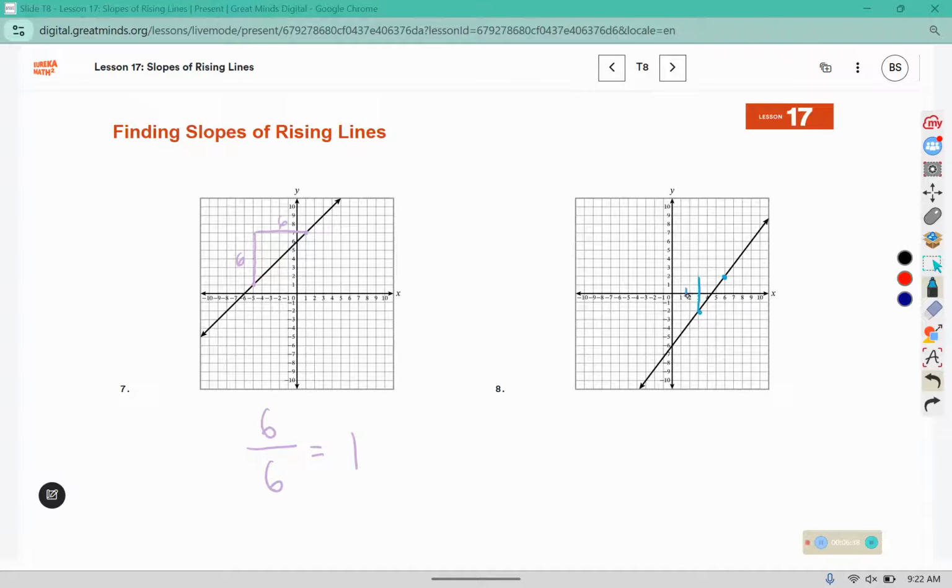So this one went up 4 and over 3. So 4/3. That one you can change to a mixed number if you'd prefer. The slope is 1 1/3, but typically we would use the improper fraction version and say that the slope is 4/3.